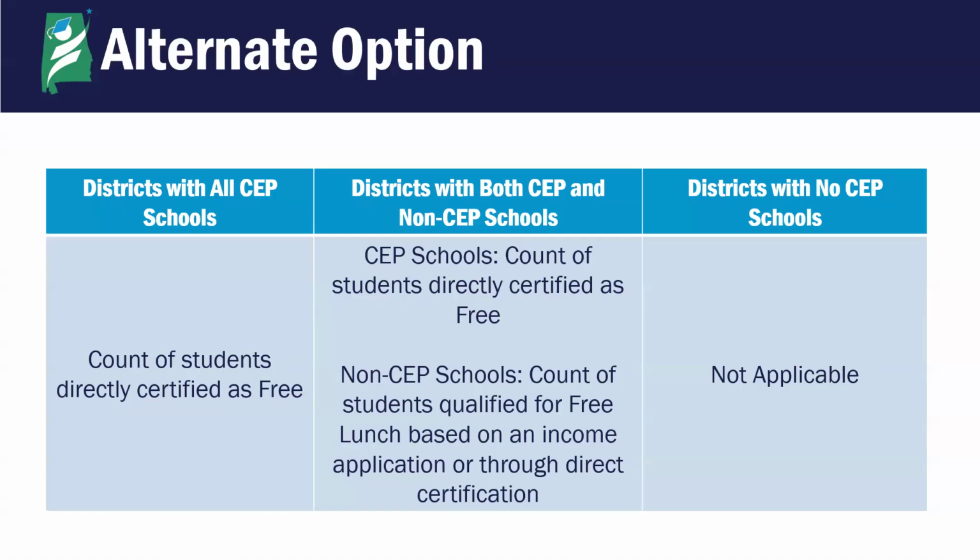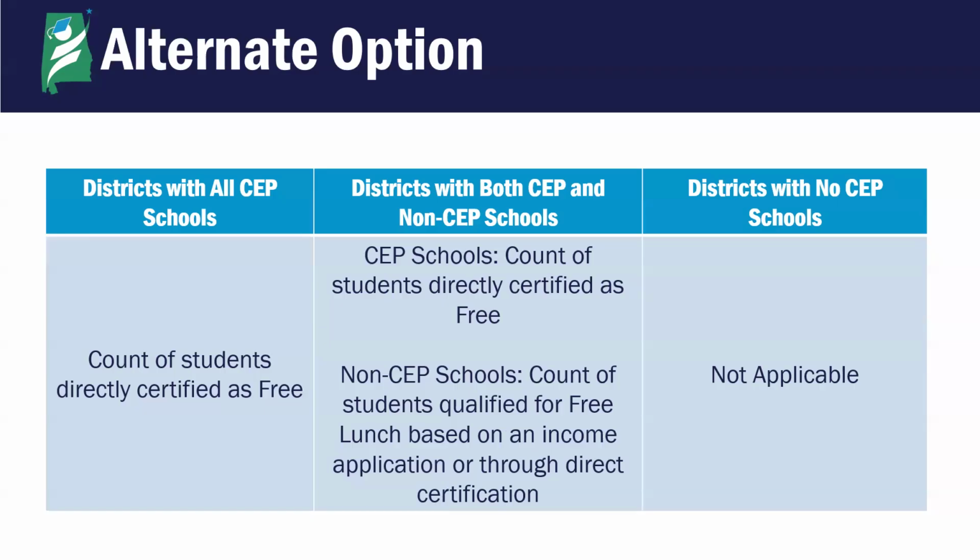And in order to use a common poverty metric, if you have both CEP and non-CEP schools, if you choose this alternate option, then for your non-CEP schools, we're also just going to look at their free lunch number, which is made up of income applications and those directly certified at the non-CEP schools. So we're eliminating that reduced price lunch count.